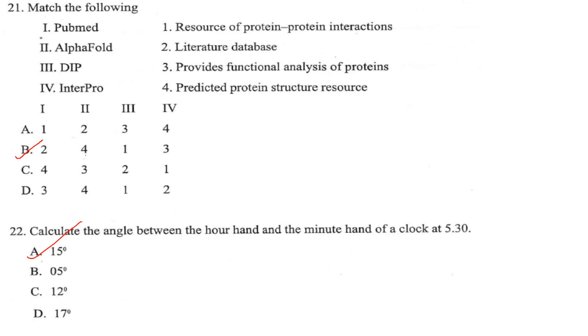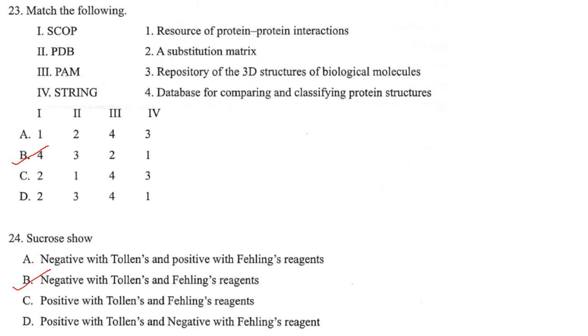Then next one. Calculate the angle between the hour hand and the minute hand of a clock at 5:30. So at 5:30 the hour hand rests halfway between the 5 and 6 and the minute hand is exactly at 6. All of you know how it will be at 5:30. As there are 24 hours on a clock, the angle of one is 360 divided by 24, that is 15 degrees. As the hands are 1/2 hour interval apart, they are 15 degrees apart. So the answer here is option A, that is 15 degrees.